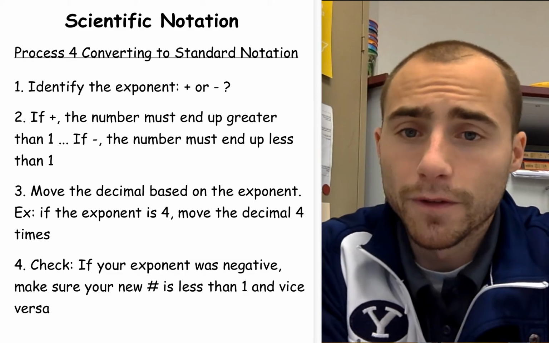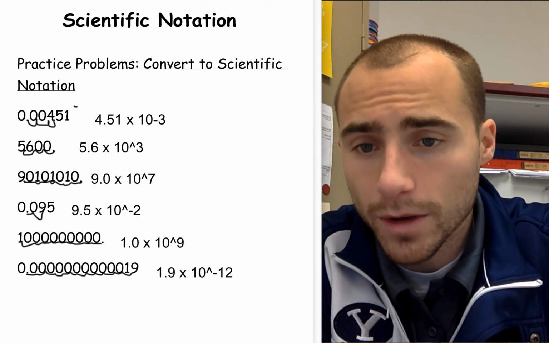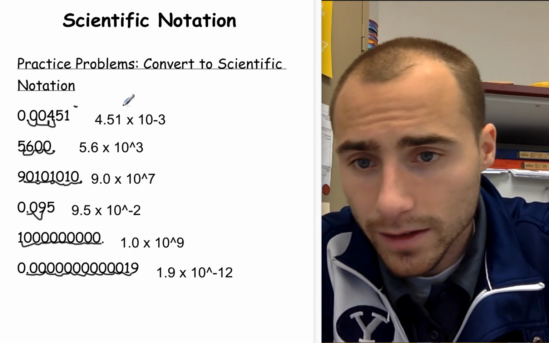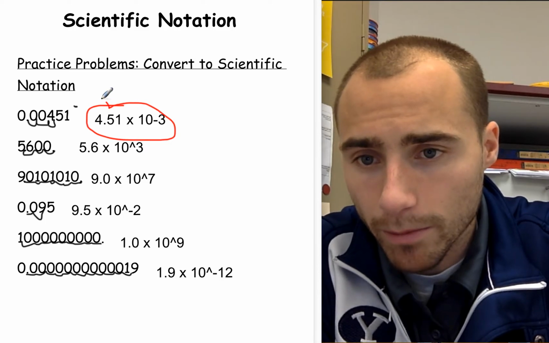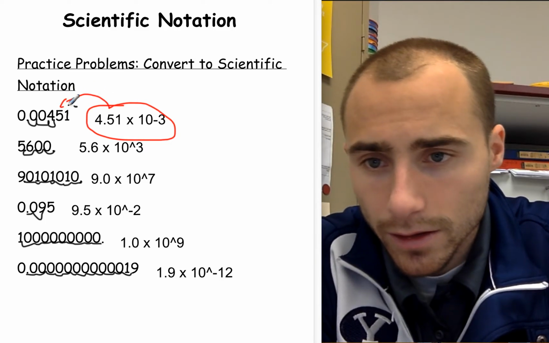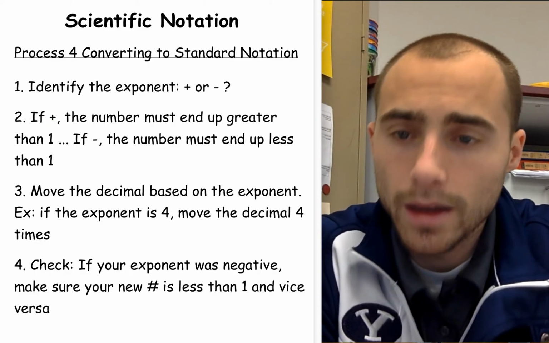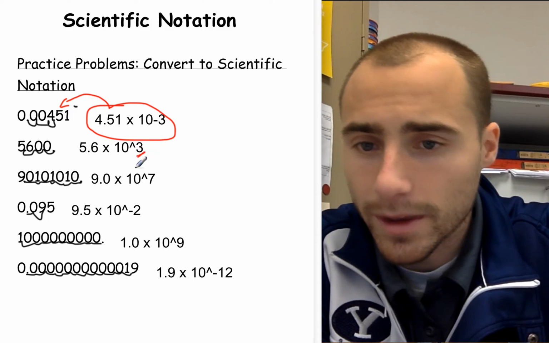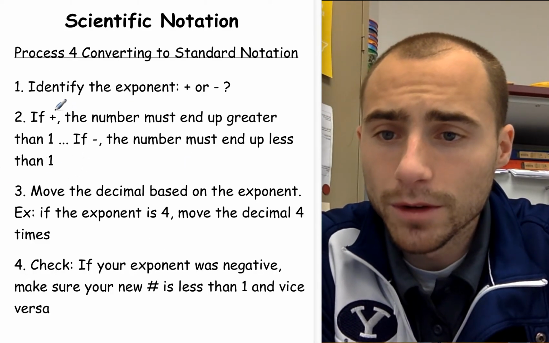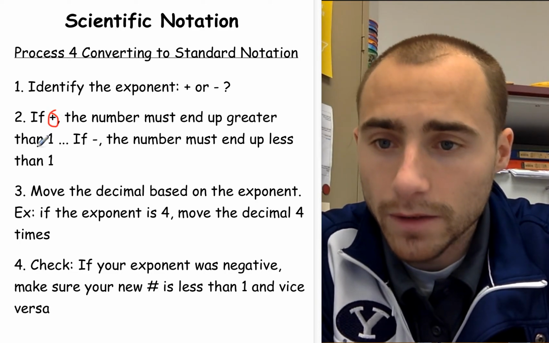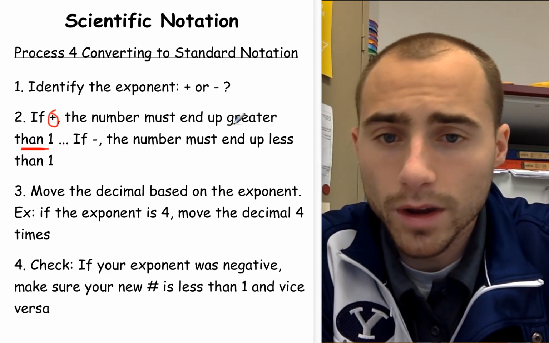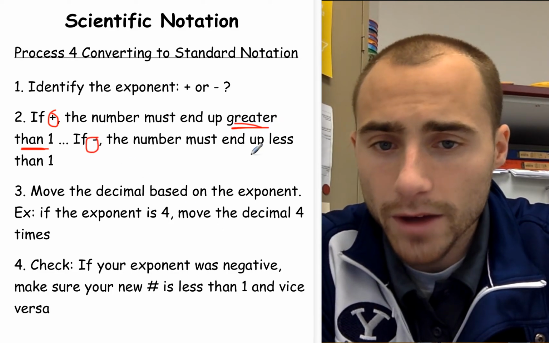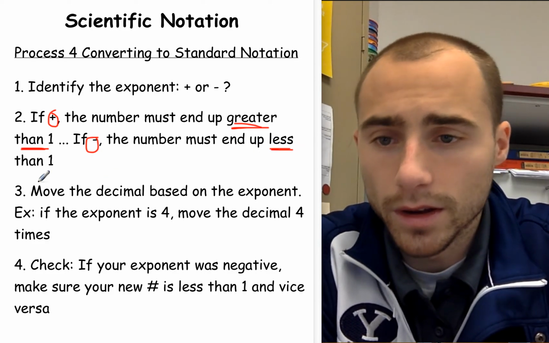Now quickly, converting from scientific notation. That means we're reversing it, so you're going from this, you're going to see this, and you're going back to this. So we're going in reverse. First, you identify the exponent. Is it positive or negative? Like here, I would see it's 3, so my exponent's positive. If the exponent is positive, then the final number must end up greater than 1, because you're going in reverse. If the exponent is negative, then your final number must end up being less than 1.